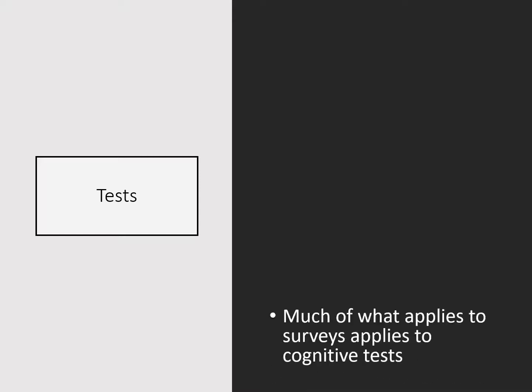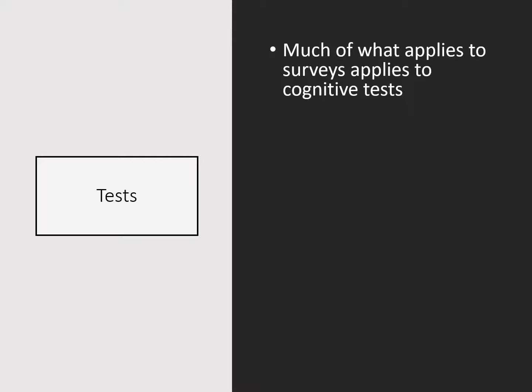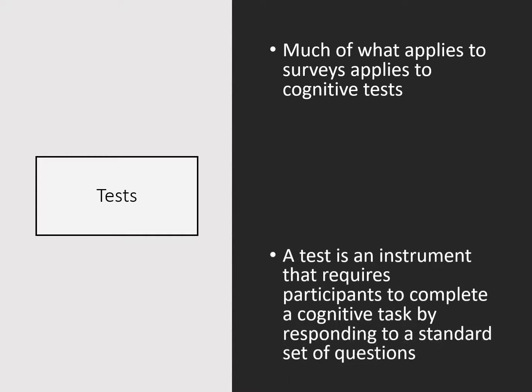Magnitude scaling is similar. And then, along with surveys, we can also have tests. Tests are measures of what people know with right or wrong answers. So much of what we apply to surveys also applies to cognitive tests or achievement tests. If you took my master's level class on assessment, we spend much more time on this than we will on this class.